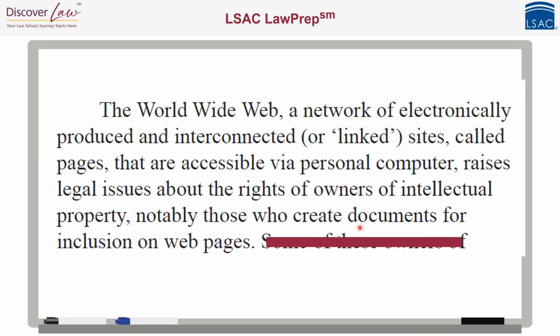Notably, those who create documents for inclusion on web pages. So it's focusing on the rights of owners, but particularly those owners who create documents for inclusion on web pages. So now we have been able to understand the whole thing. This is how you can comprehend any long sentence. As you practice this, it will get faster.